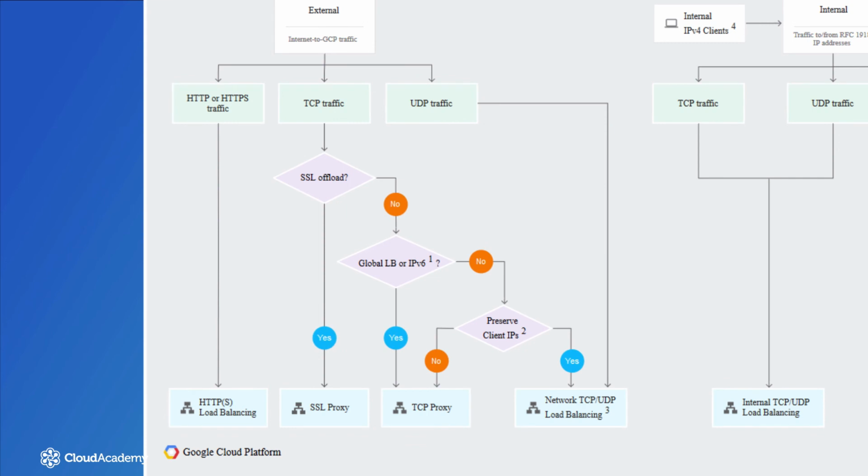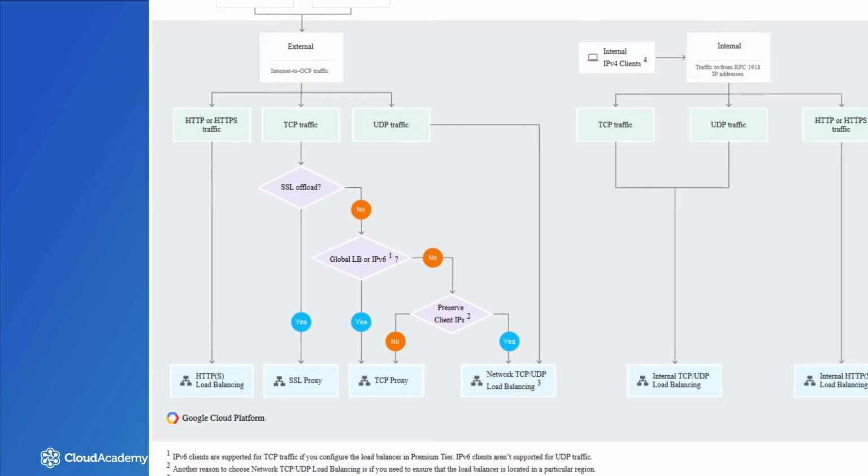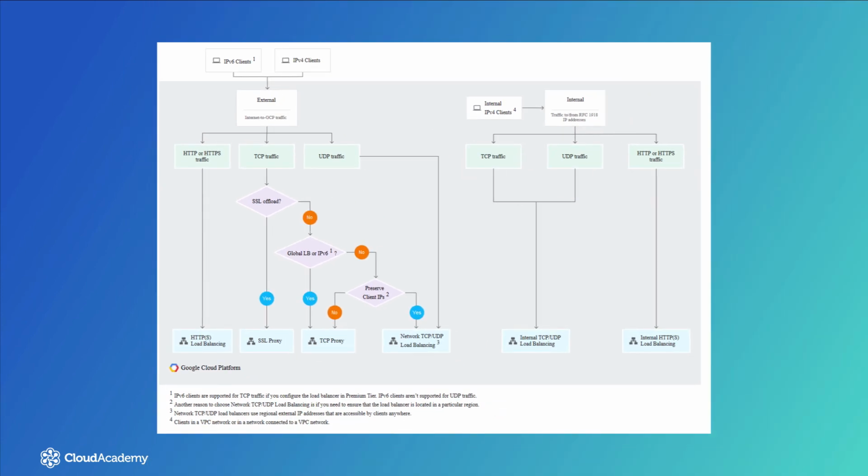And going from left to right, we can see the basic questions we need to ask ourselves about our traffic. Do we need to accept HTTP connections? Do we need SSL offloading? Do we need to preserve client IPs? By going through this flow chart, we could determine which of the 6 load balancer types best matches our needs. So that's all you need to know at a fairly high level in order to pick the right load balancer for your situation.